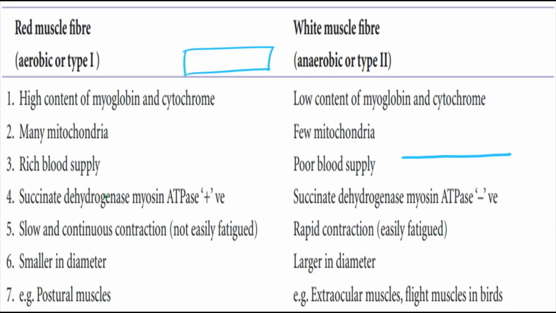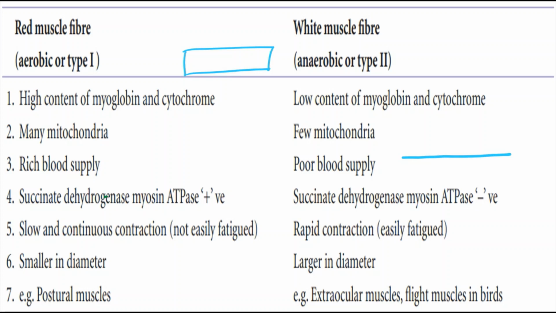So this table shows the differences between the red muscle fibers, which are also classified as type 1 skeletal muscle fibers, and the white muscle fibers, which are also classified as type 2 muscle fibers. The red muscle fibers have a high content of myoglobin and cytochrome. White muscle fibers have a low content of myoglobin and cytochrome. The white muscle fibers have a poor blood supply, whilst the red muscle fibers have a rich blood supply.